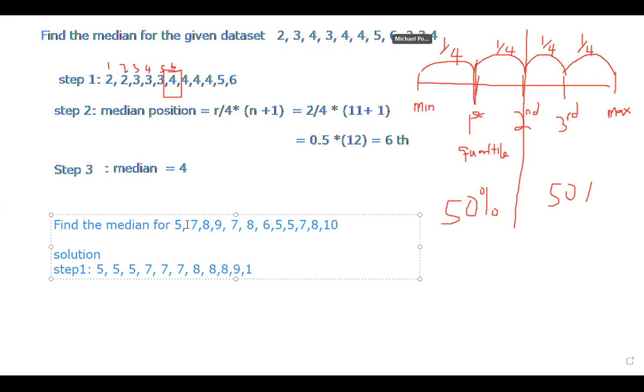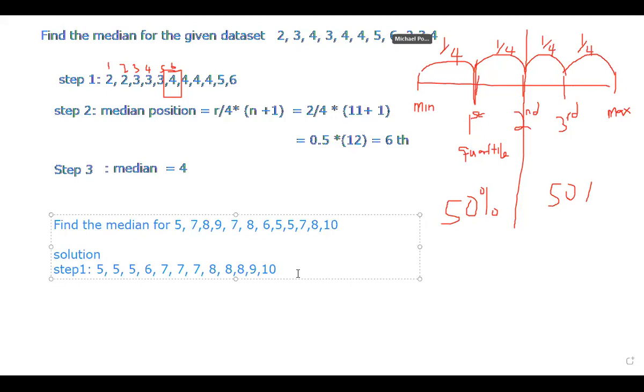Okay, so let's see. The 5s are 1, 2, 3. 7s, no, we have 6. We omitted the 6. We have 6 here. Then followed by three 7s, then three 8s, and then one 9 and one 10. So in all: 3, 6, 9, 12. Okay, so we've captured all our data in ascending order.